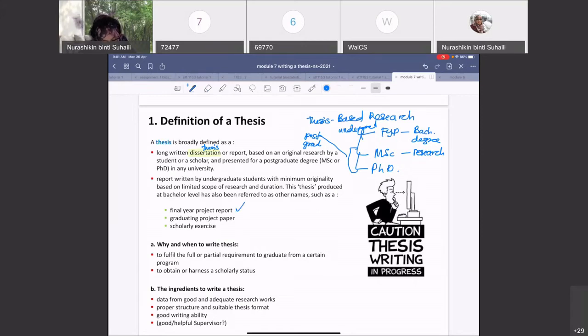Why and when to write a thesis? Because it's part of the requirements to graduate. FYP 1 has 3 credit hours, FYP 2 has 5 credit hours. FYP 1, 3, FYP 2, 5. So altogether you have 8 credit hours. So without completing these 8 credit hours, you cannot graduate, right?